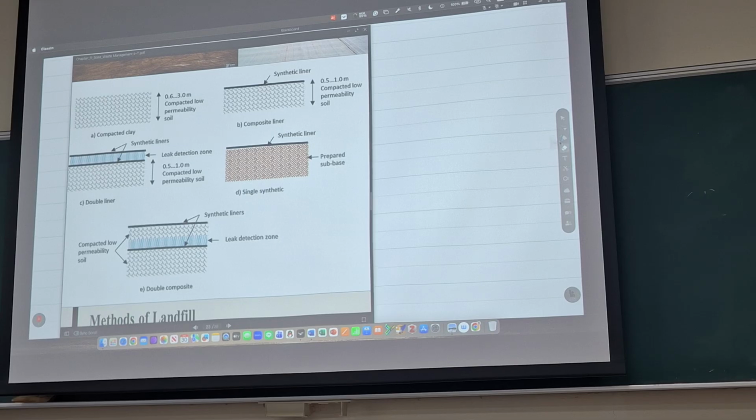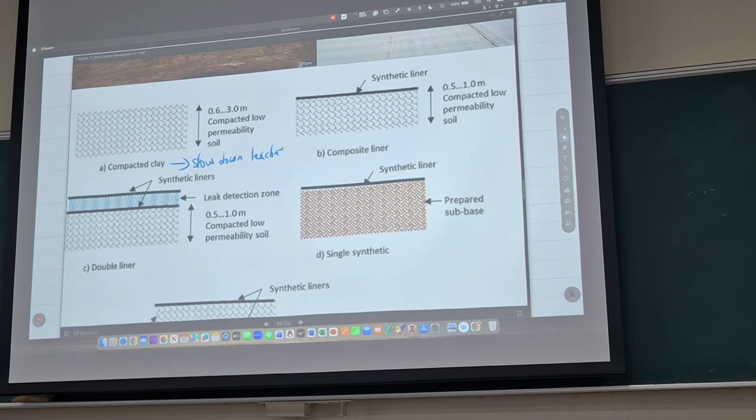So let me write down the purpose. First off, we can put some compacted clay. We try to slow down leachate movement. You know clay, right? Sticky soil. So with the compacted clay, you can slow down the movement of leachate.